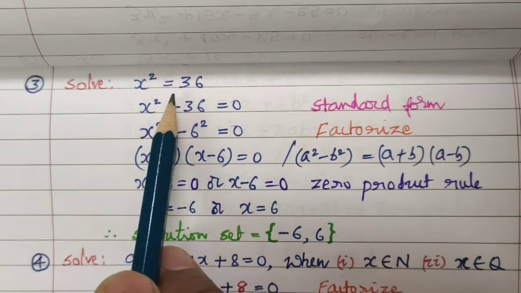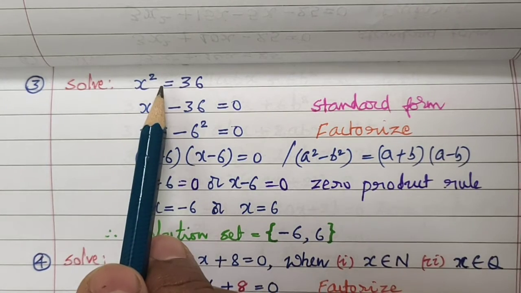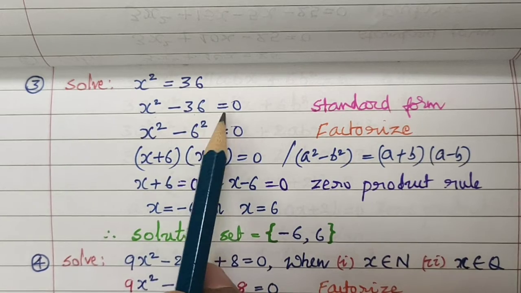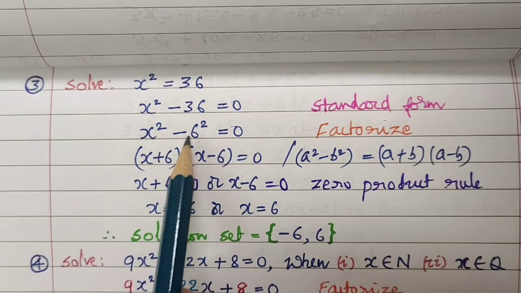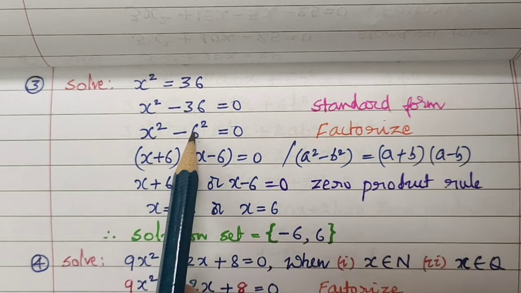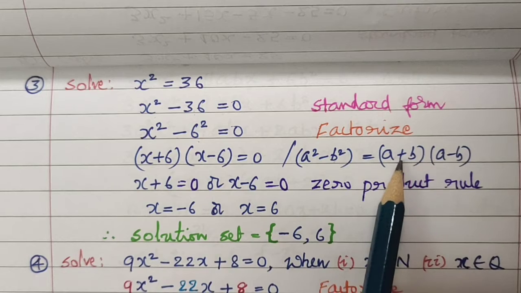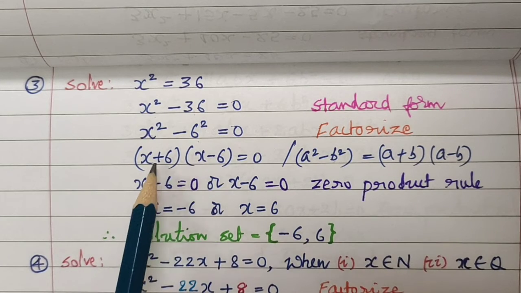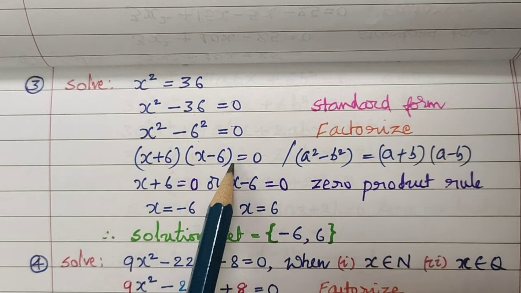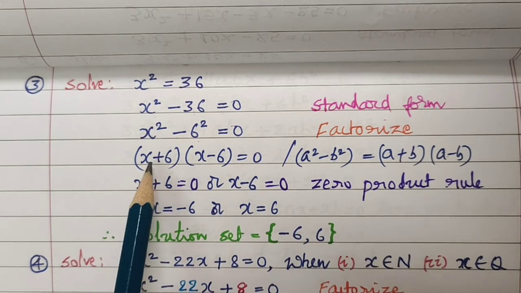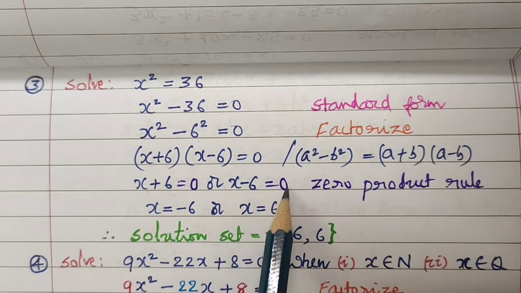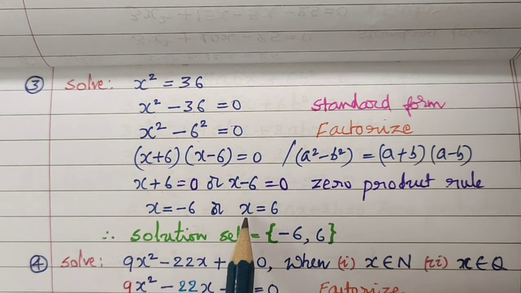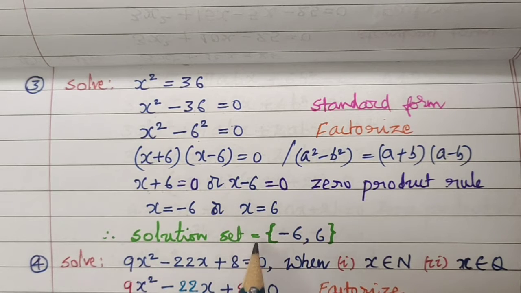Solve x² = 36. Keep this in the standard form. Bring this side: x² - 36 = 0. This is in standard form. You can write 36 as 6², so x² - 6². This is in the form a² - b², which equals (a + b)(a - b). This can be written as (x + 6)(x - 6). By using the zero product rule, x + 6 = 0 or x - 6 = 0. Therefore, x = -6 or x = 6. Therefore, the solution set is {-6, 6}.